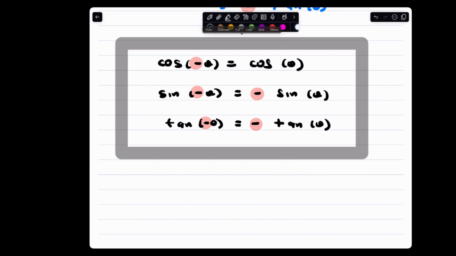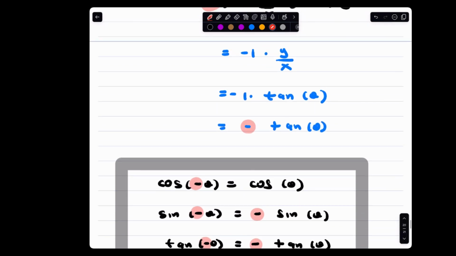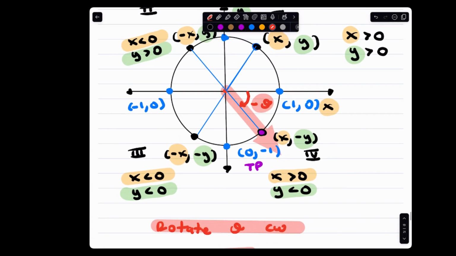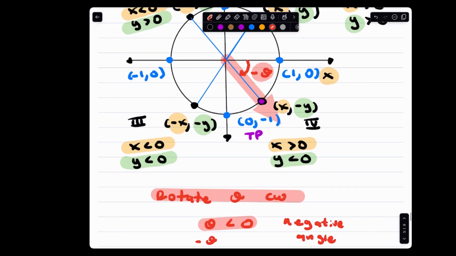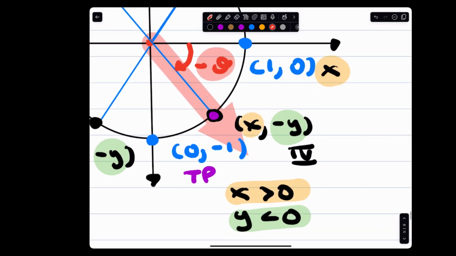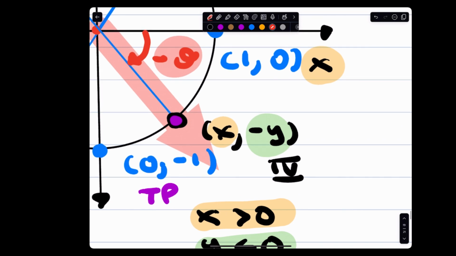This is what we use for what we call negative angles. So if you know what to do with the positive angles, you just use these properties for the negative angles. All right, that's it. It comes with just the idea of rotating in a negative direction, meaning a clockwise direction right in here, and using the definition of this terminal point with the x and the minus y coordinate value. So it's easy peasy, lemon squeezy.